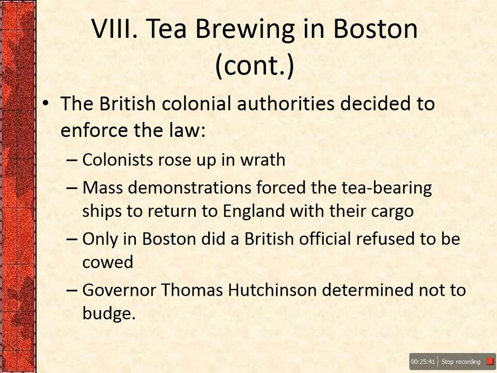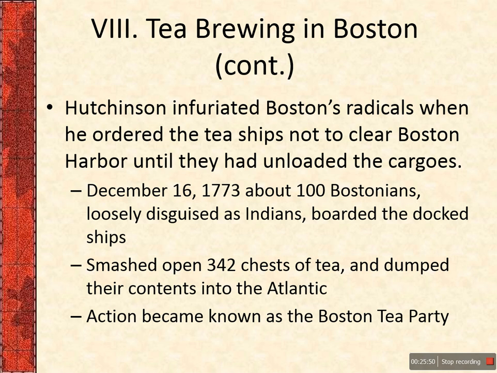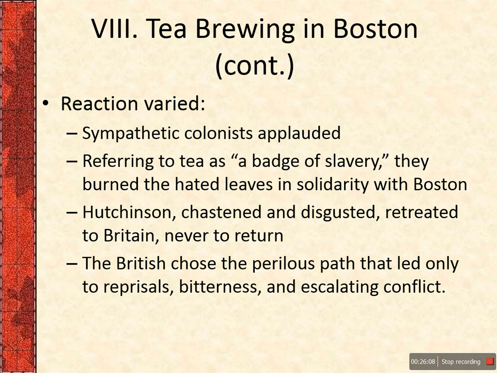But in Boston, Thomas Hutchinson, the governor, was determined that the tea was going to come in, and he wasn't going to let anything else in or out of the harbor until the tea was actually unloaded. So the Sons of Liberty took this as a challenge. They dressed up as Indians, snuck out into the harbor, boarded the ships, and dumped 342 chests of tea into the ocean. As people cheered on the side, it became known as the Boston Tea Party.